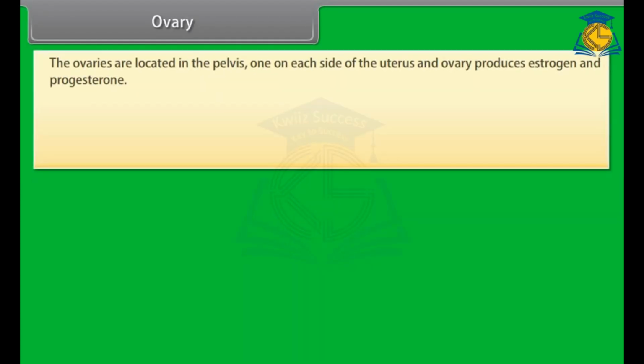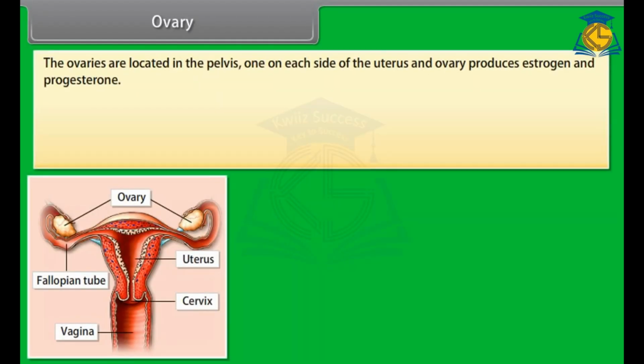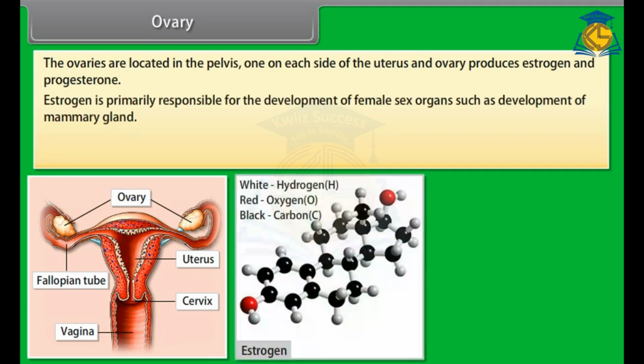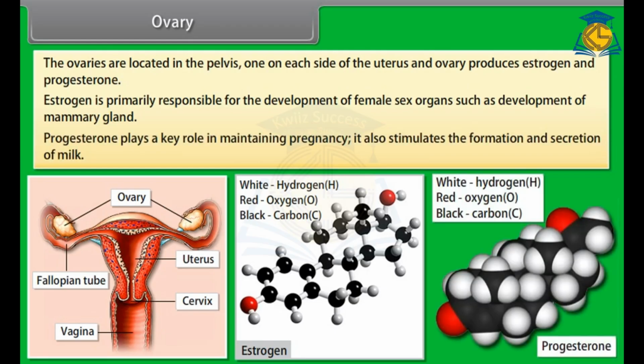Ovary. The ovaries are located in the pelvis, one on each side of the uterus, and the ovary produces estrogen and progesterone. Estrogen is primarily responsible for the development of female sex organs, such as development of mammary glands. Progesterone plays a key role in maintaining pregnancy. It also stimulates the formation and secretion of milk.